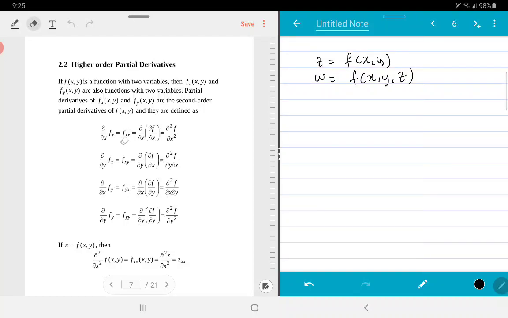This is the subscript notation symbol that we use, fxx, meaning that you differentiate function f with respect to x twice. But if you want to use partial notation, then this is the notation. We have partial square f over partial x squared, meaning that you differentiate f with respect to x twice.